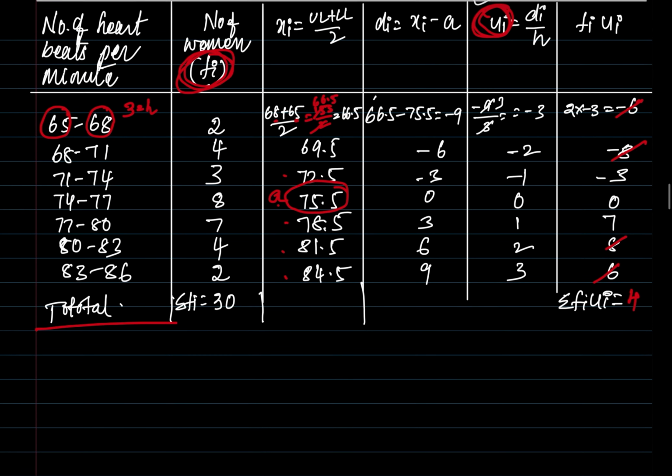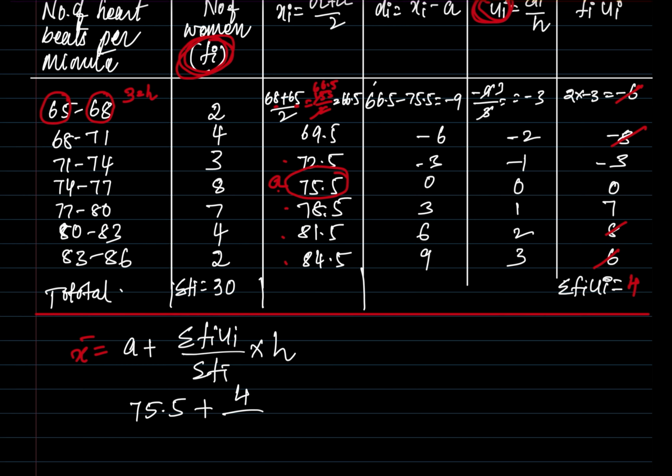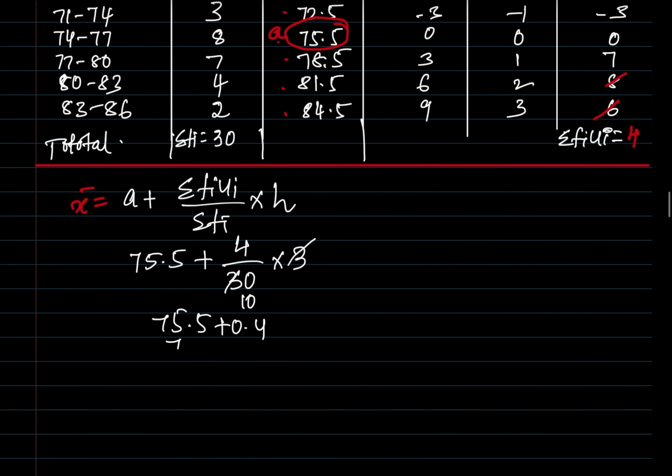Now what you have to do? We'll use this and we'll find our mean. So x bar is equal to a plus sigma fi ui by sigma fi into h. So a is 75.5 plus sigma fi ui, which we got as 4, and sigma fi is 30 and h is 3. So 3 tens are 30, so here we got a 10 in the denominator, so we can write 0.4. Okay, 75.5 plus 0.4 is 75.9. So x bar is equal to 75.9.